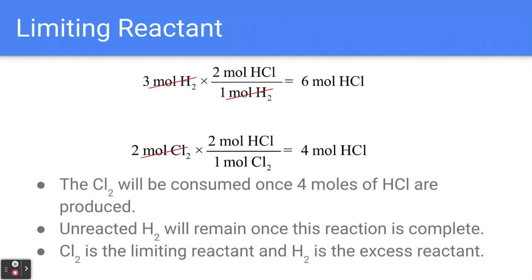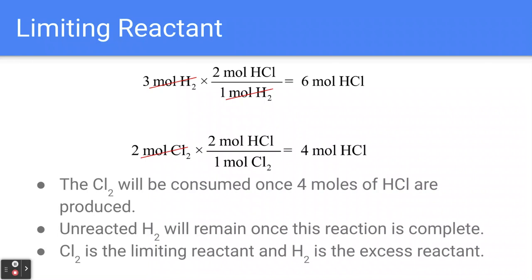This is how we do it with stoichiometry. You would start with the moles of each reactant separately, and we're always going to go to the same product. And so in this case, we're dealing with hydrogen chloride. That's our only product in this case. And so we would go to moles of hydrogen chloride. Now, the chlorine will be consumed once we make 4 moles of hydrogen chloride. However, we're going to have a little bit extra hydrogen remaining. So the hydrogen would be our excess reactant. We have more of that because we can't make as much hydrogen chloride with that.